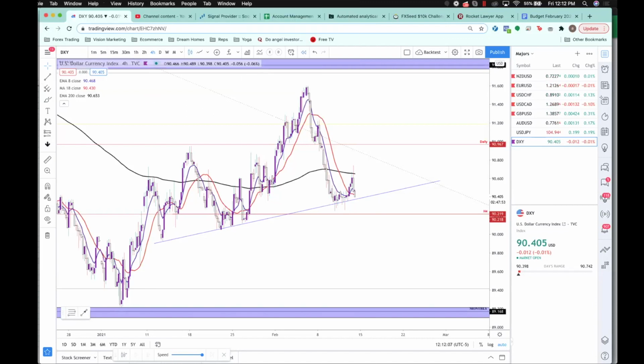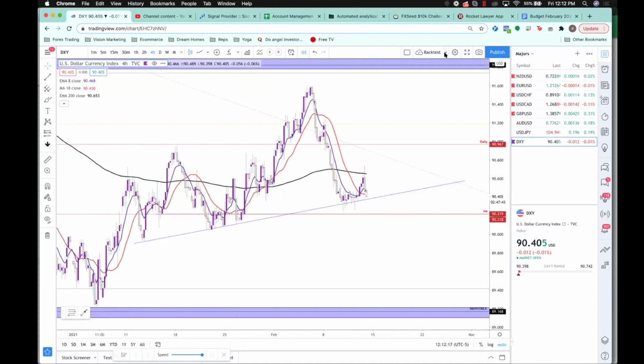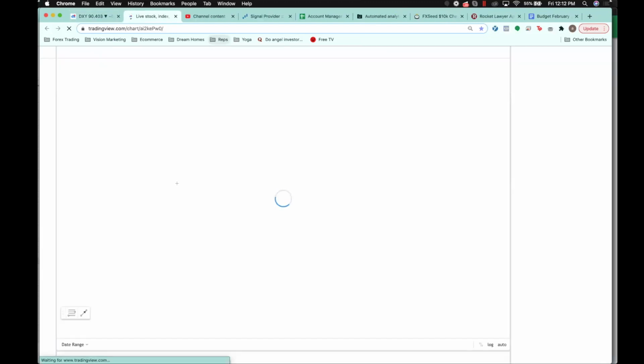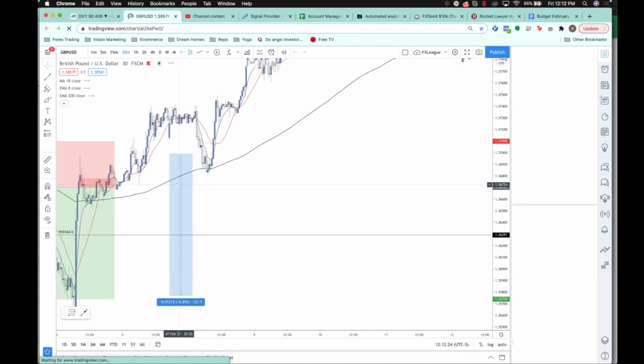My computer's struggling today. Let's see, is this good? Holy shit! Look at this thing. I'm gonna bring up a fresh chart. This is gonna be very similar, guys, to how we teach it in the course.